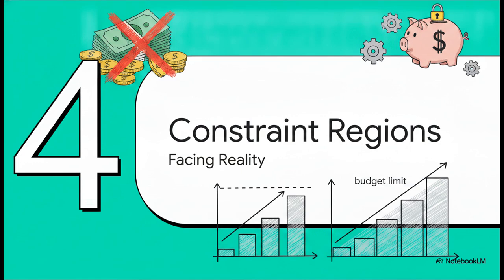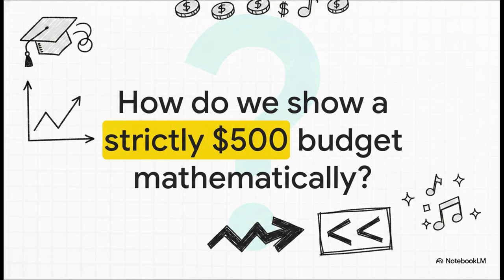Moving on to Section 4, Budgets and Constraint Regions. It's time to face reality. So we've modeled our costs beautifully, but let's be real, we aren't made of money. Which brings us to our second pause check. If our total school budget for this dance is strictly capped at $500, how do we show this mathematically? Pause for a second and consider how we would translate a maximum spending limit into algebra.